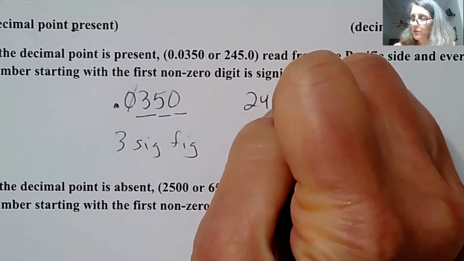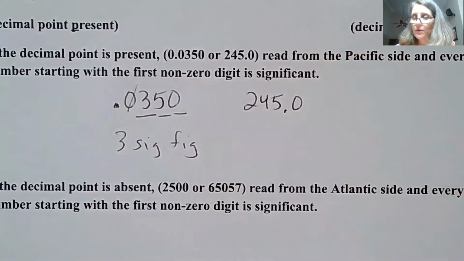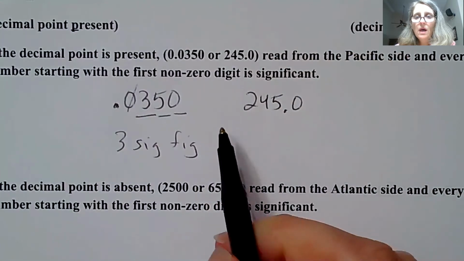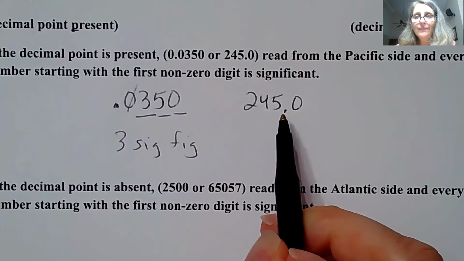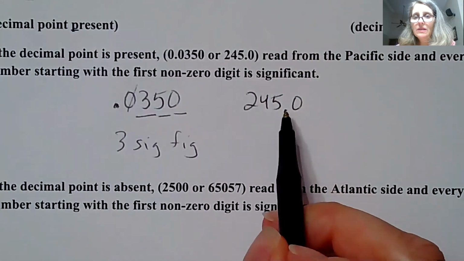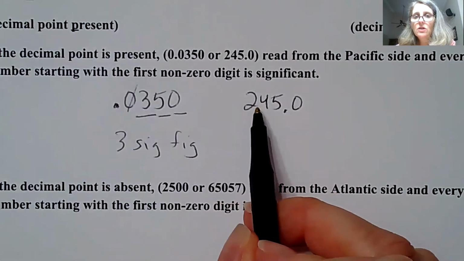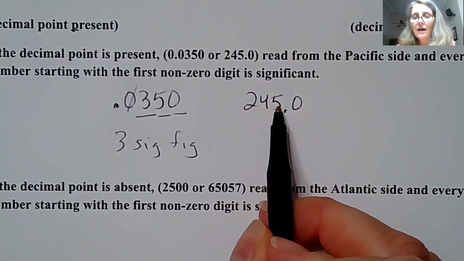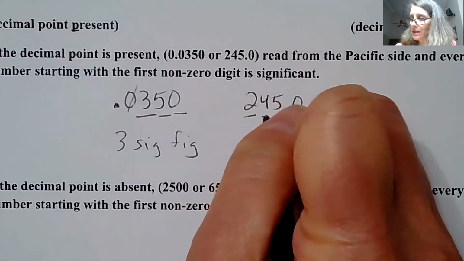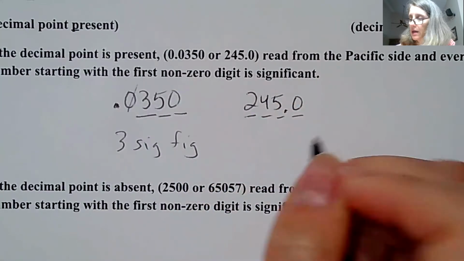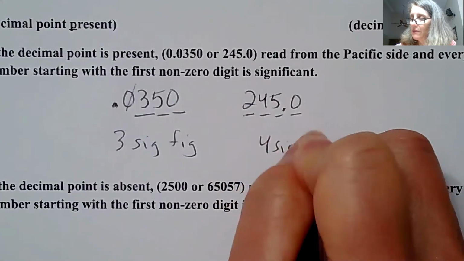Likewise, if I have 245.0, again, the decimal point is there. Yes, there is a 0 after it, but since the decimal point is present, we start on the left-hand side. So we count the 2, the 4, the 5, and the 0. We keep counting until we are done, okay? So that means this is 4 significant figures.